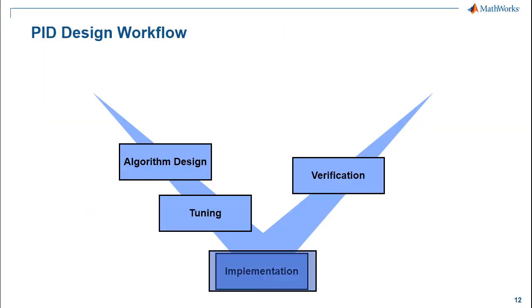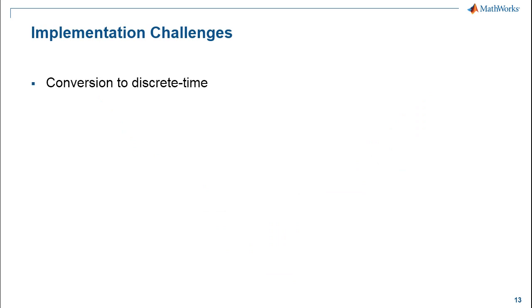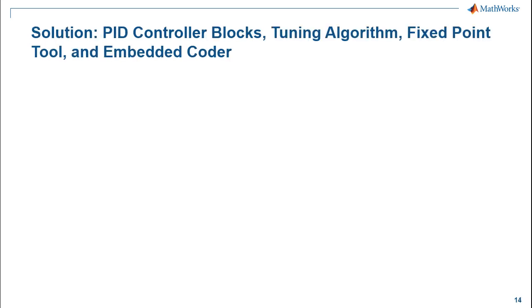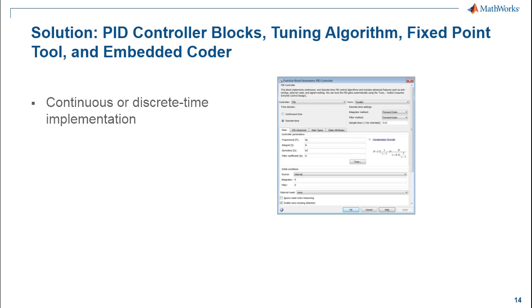Let's now talk about implementation challenges. Here you need to worry about discrete time design, scaling for fixed point processor, and generating efficient code. And our solution is PID controller blocks, the tuning algorithm, fixed point tool, and embedded coder. And so what I mean by that is that when you use PID controller block, you can easily switch from continuous time to discrete time implementation. In fact, you can start with discrete time implementation and tune the discrete time controller gains directly.